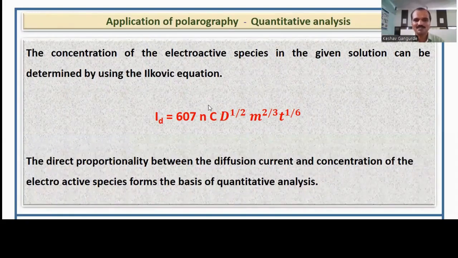If we see the terms n, D, m and t, they are the capillary characteristics and characteristics of the sample solution. Therefore, they are constant and hence diffusion current is directly proportional to the concentration of electroactive species. Hence, concentration of electroactive species, and thus the diffusion current, forms the basis of quantitative analysis in polarographic analysis.